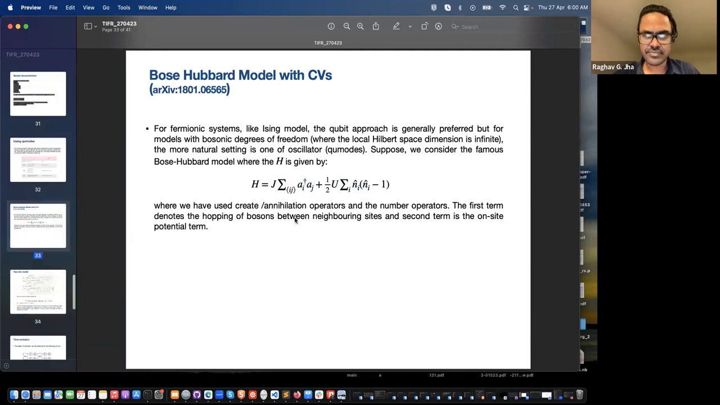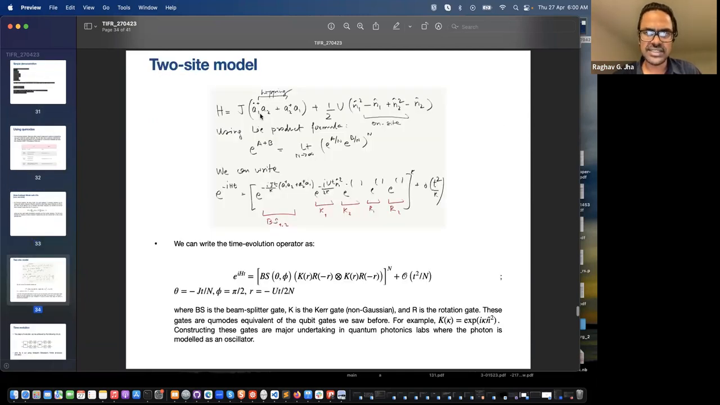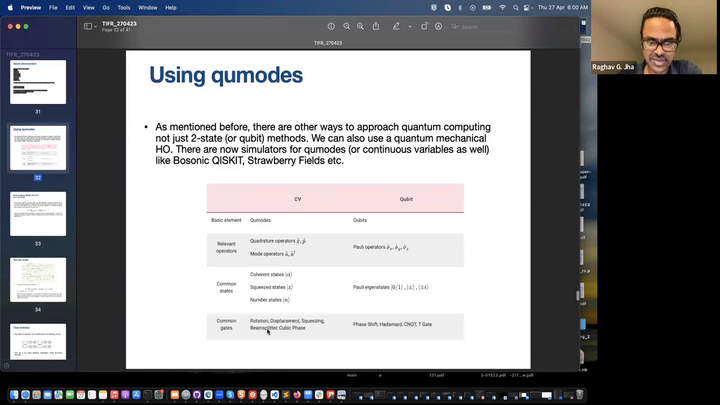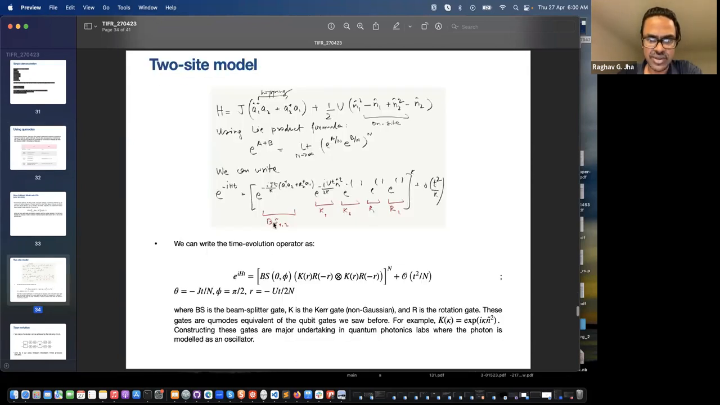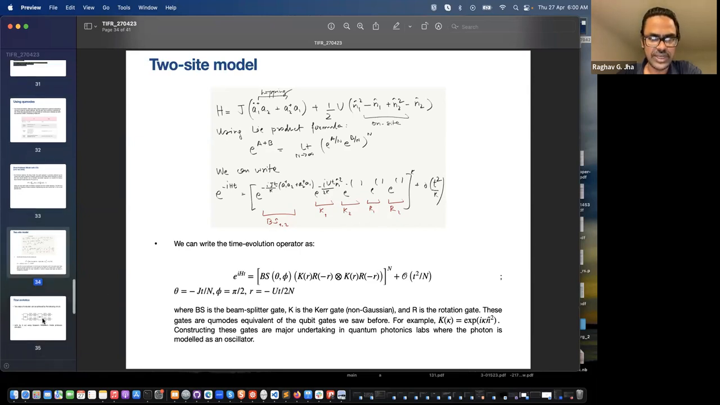And for that, once you write this H as the hopping term plus the on-site term, you can use the Lie product formula, divide into n steps, and then approximate the time evolution using some circuit given in the parentheses, which depends on the gates mentioned here. For example, it depends on beam splitter, squeezing, and things like that. So BS is the beam splitter, K is what we call a Kerr gate, R is the rotation gate. And once you have this, you get a circuit like this.